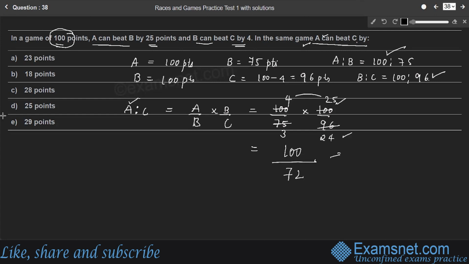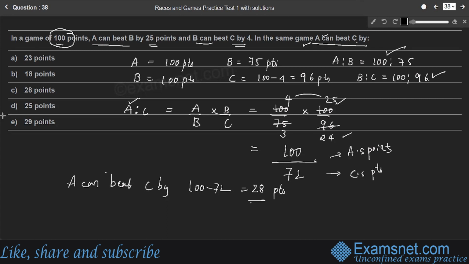Where 100 is A's points in a game of 100, and 72 is C's points. Therefore, A can beat C by how many points? A can beat C by 100 minus 72 points. So there is a shortage of 28 points in C. Therefore, A can beat C by 28 points, option C.